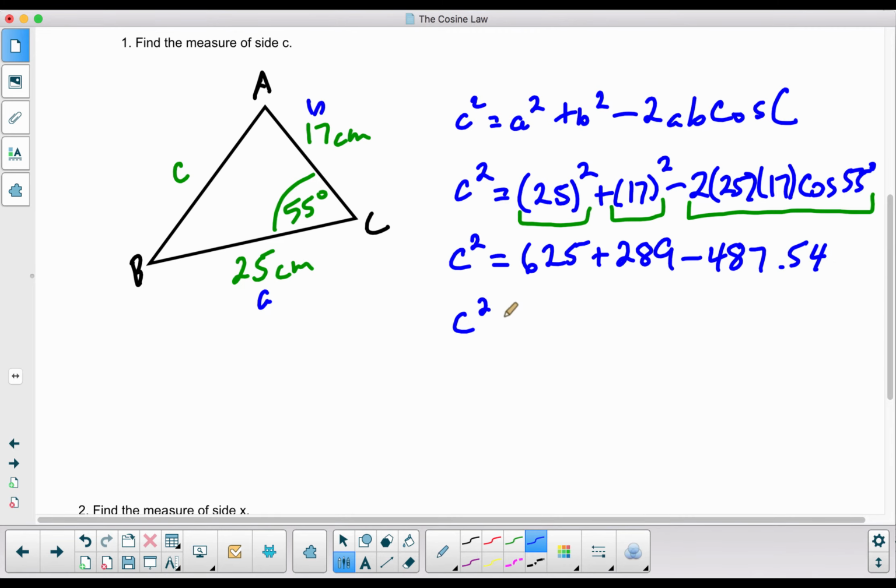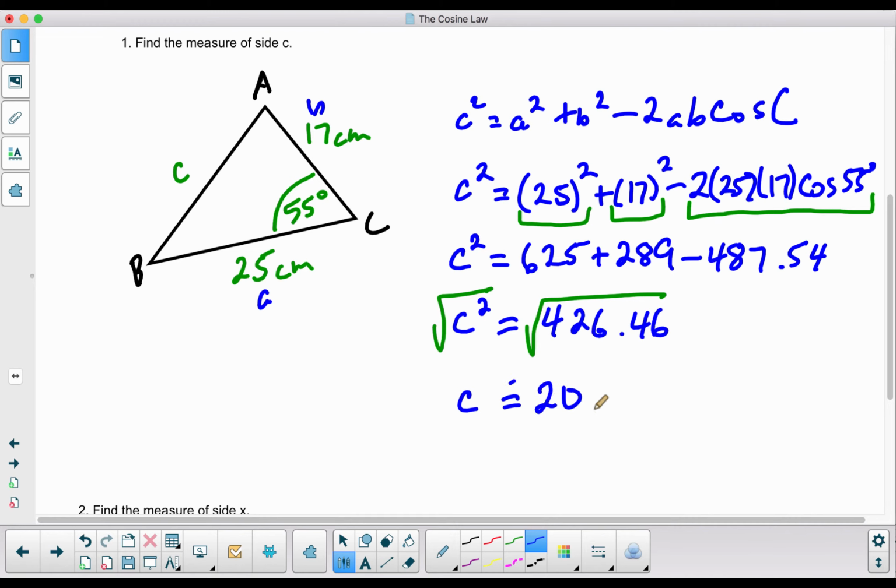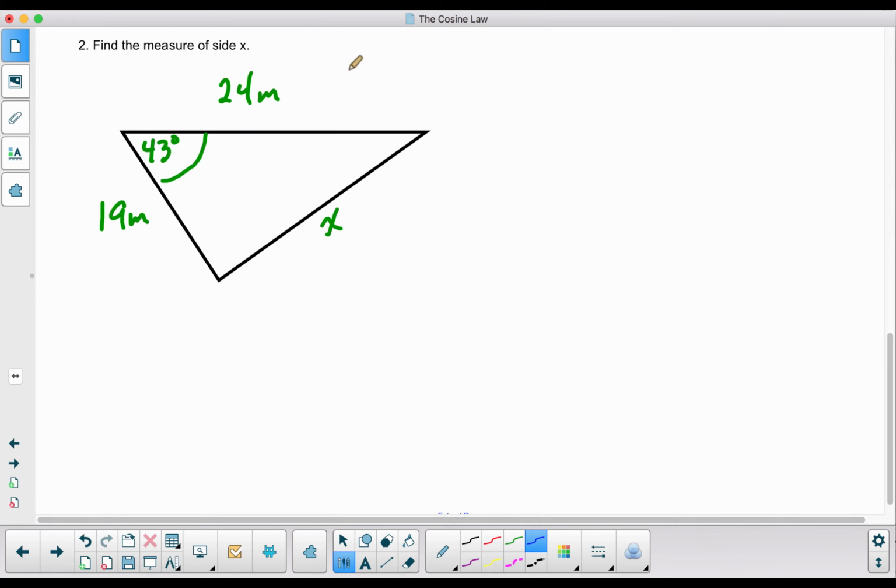Now the next step is add these three numbers together, and you get 426.46. And just like working with Pythagorean theorem, we always have to square root at the very end. So square root to get the length of our side c, which is about 20.7 centimeters. Okay, here's the next one, and I'll help you set it up. But I think a good idea would be for you to pause the video, do the calculation on your own, and then check to see that you are correct.